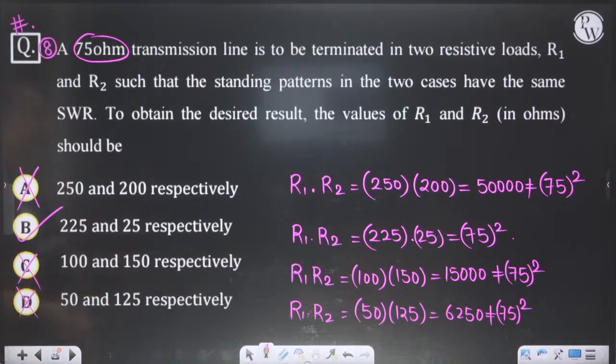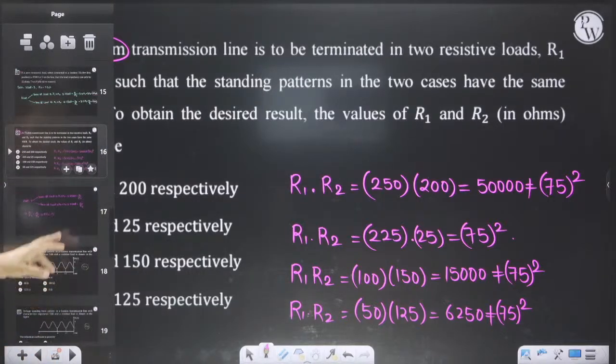Or you can solve it like this also. With 75 ohm, 225 by 75 and 200 by 75 have different VSWR. In the second case, 225 by 75 is 3, and 75 by 25 is 3, so VSWR is 3. For 100 by 75 and 150 by 75, they are different. For 50 by 75, 75 by 50 and 125 by 50, it may have the same value, so we cannot judge directly. We can solve and then judge by making the VSWR equal.